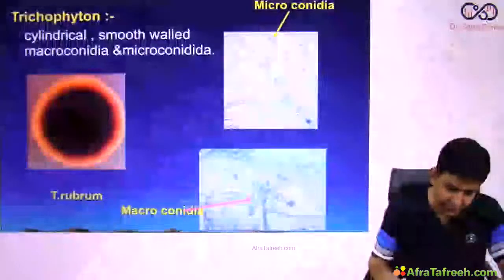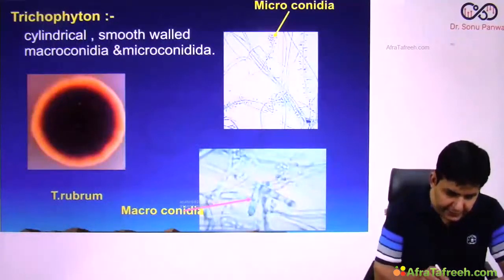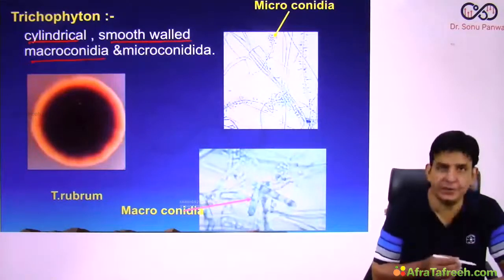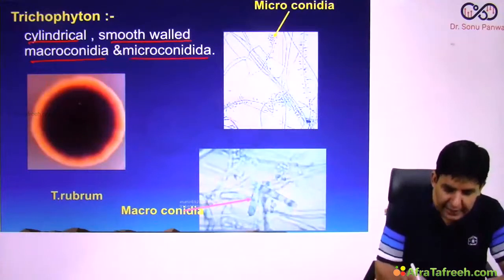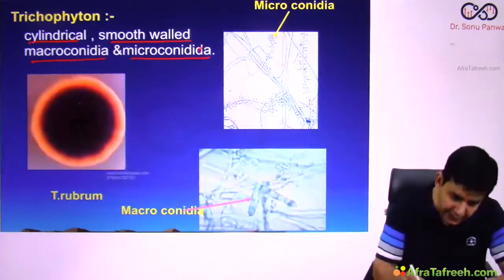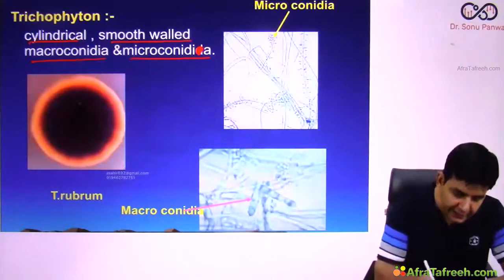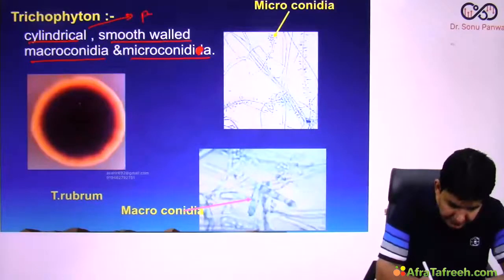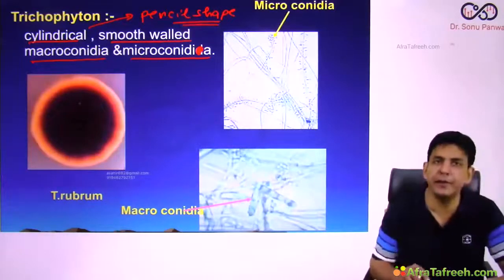Now regarding Trichophyton, the first thing: it mostly produces cylindrical, smooth-walled macroconidia, and microconidia. This is the microconidia. Remember one thing here, guys: this cylindrical, or you can say pencil-shaped, macroconidia is a feature of Trichophyton.